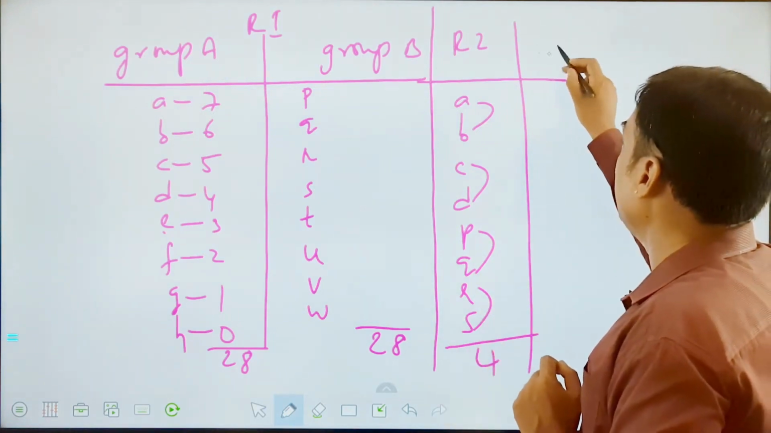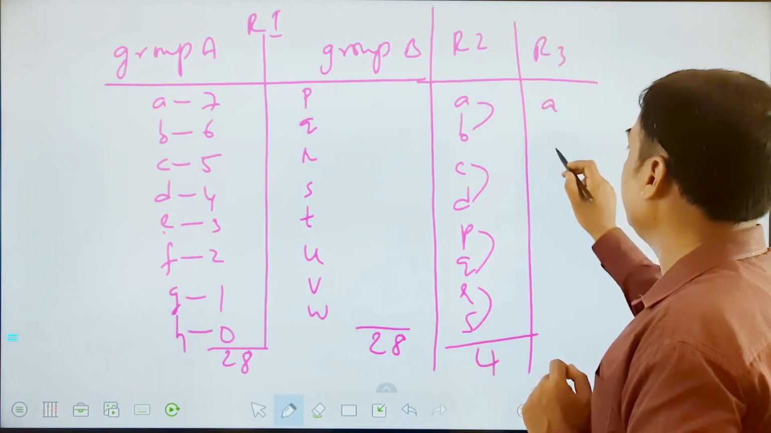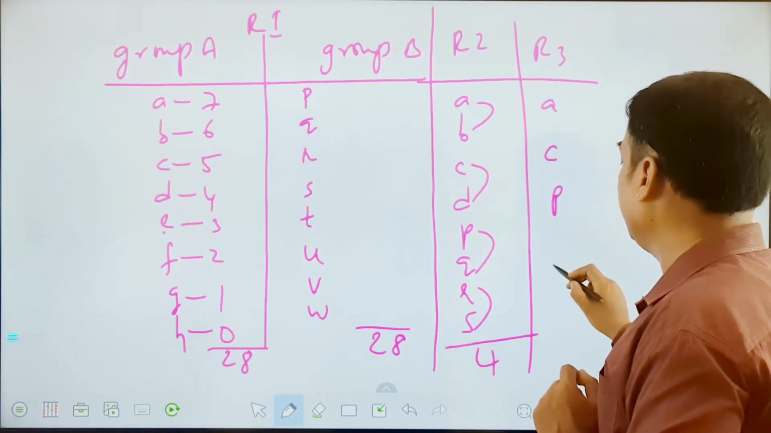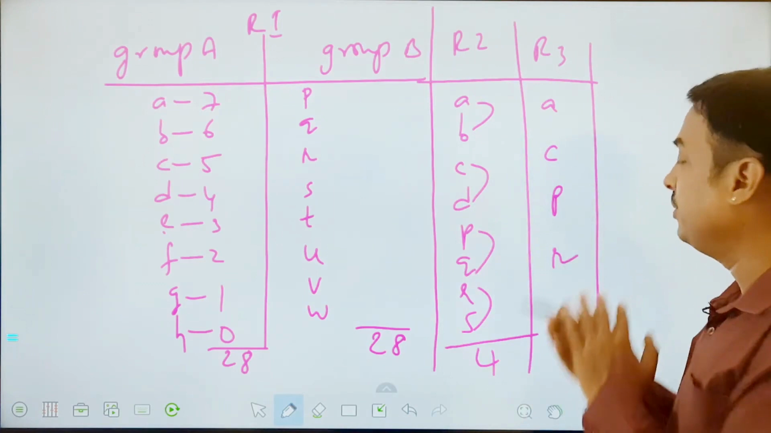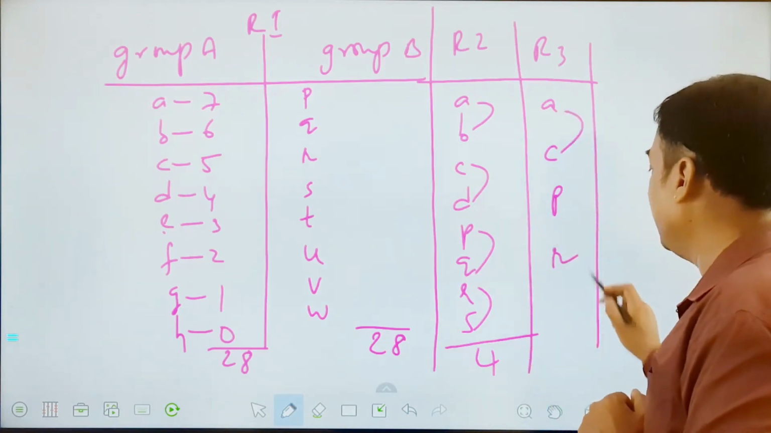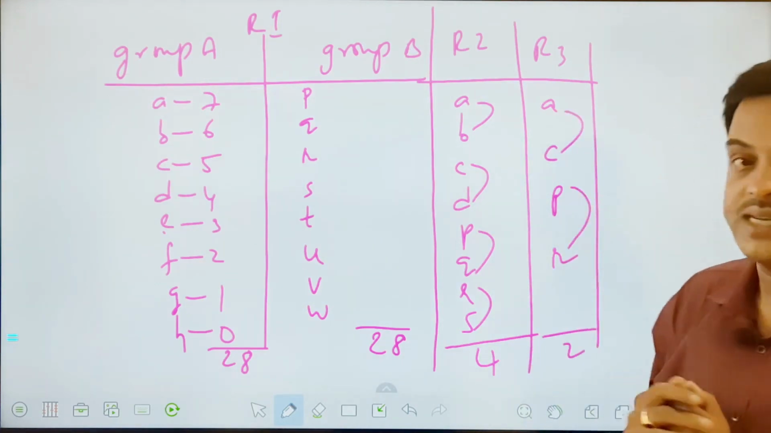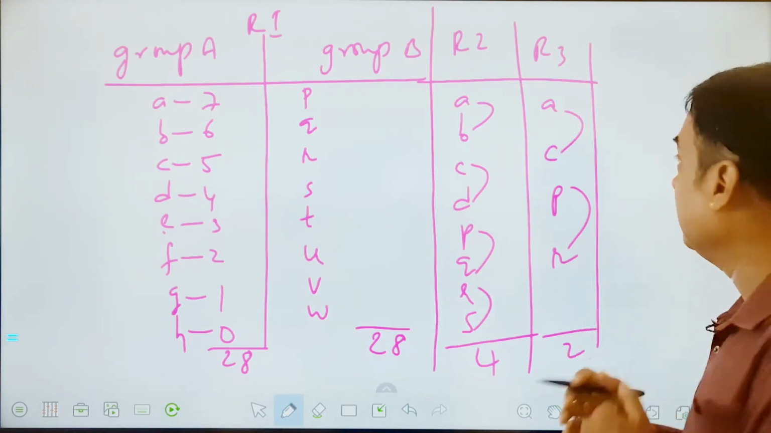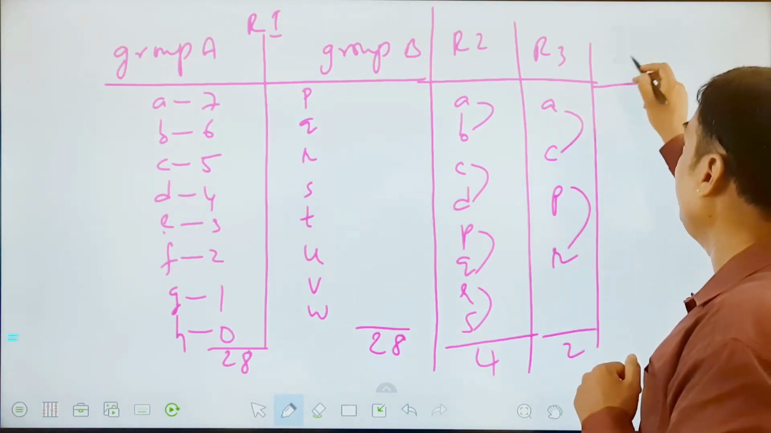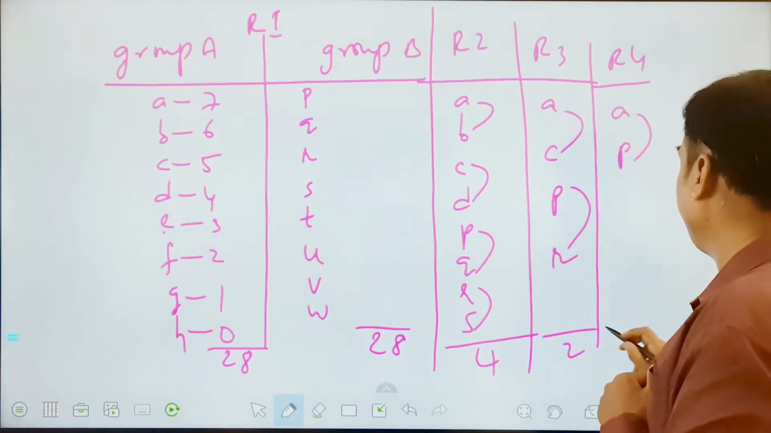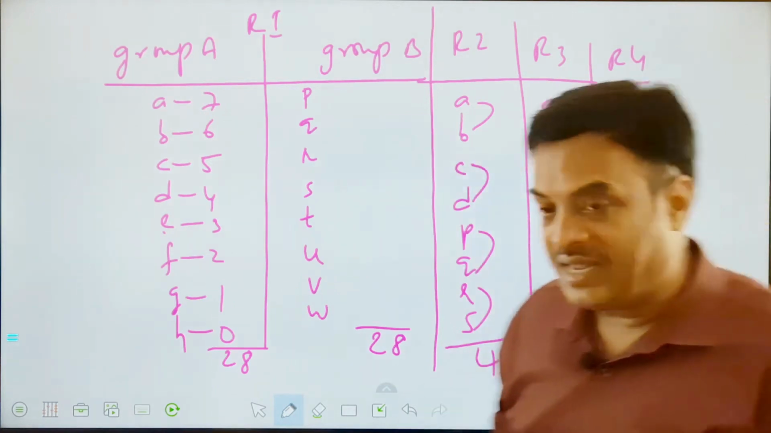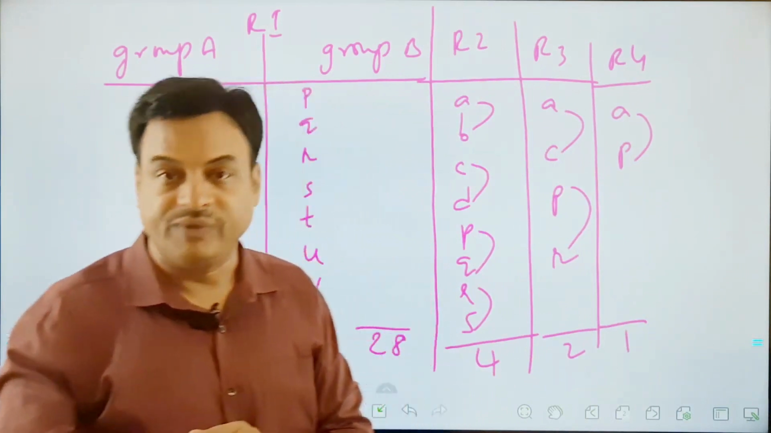Now when it comes to round 3, let us say A wins here, C wins here, P wins here and R wins here. There will be a total of 4 teams which I can see in round 3 and 2 matches will be conducted over here. So I can say 2 matches are conducted in round 3. And finally round 4, when you see A has 1 and P has 1, there will be 1 match played between them. So either A can be the winner or P can be the winner.